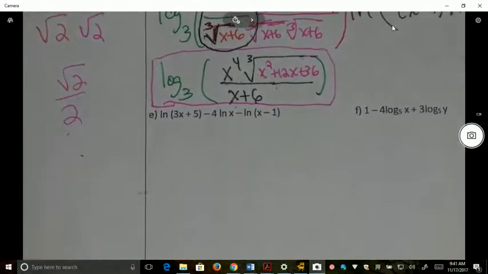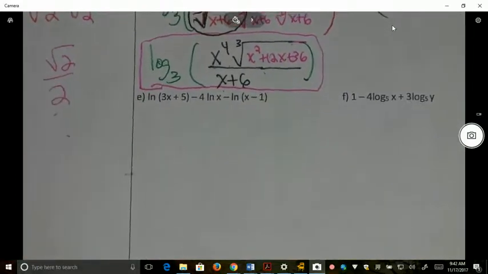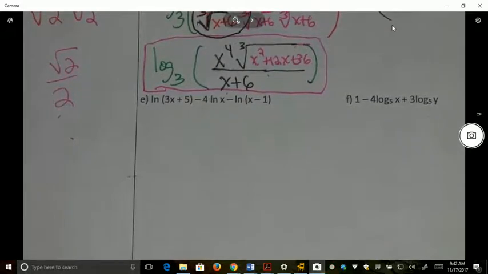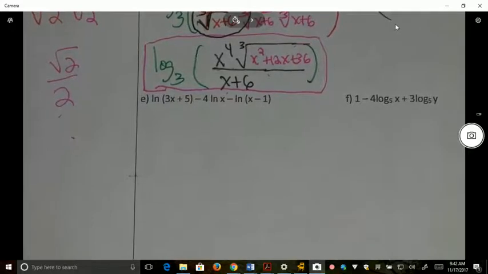Letter E. Letter E shouldn't be too bad. There are how many logarithms? 3. How many of them are positive? 1. See if you can simplify letter E, and then we'll look at letter F together.